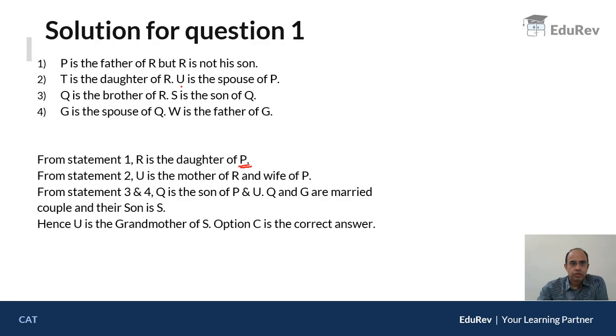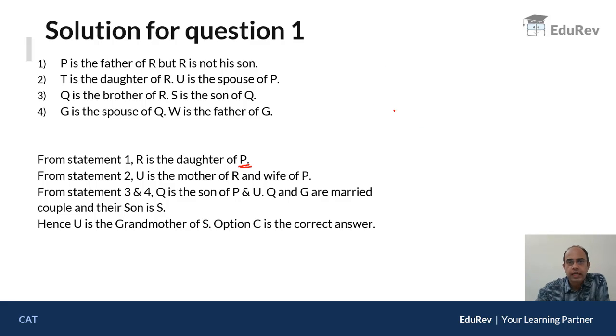Secondly, it says U is the spouse of P. That means it's given that P is the daughter of R. That means U is the mother of R. And since the mother, she is the spouse of P, that means she has to be the wife of P. Similarly, from 3 and 4, Q is the son of P and U, it's given, and Q and G are married couple and their son is S. Now generally, this is for a reference point. I have given you these deductions, but we'll try to solve it with the help of a family tree.